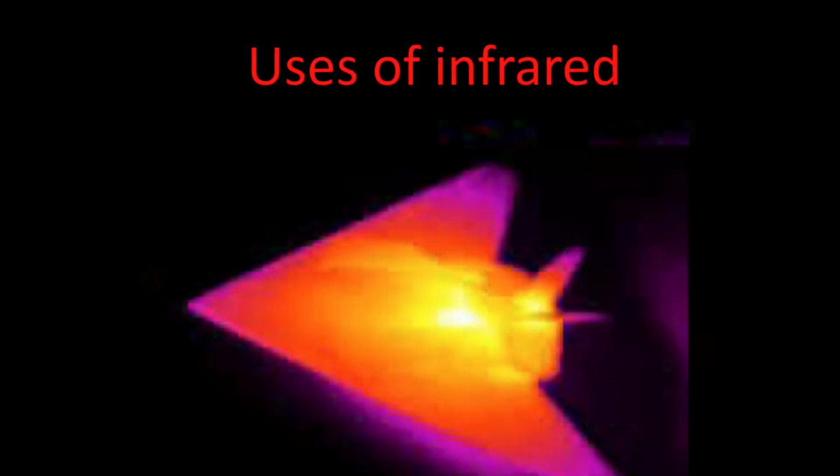Now we'll move on to the uses of infrared light. Infrared has a number of uses, including infrared photography. Here we have an image of a stealth fighter, which is normally invisible to radar and extremely hard to see at night because of its black colour scheme. But if you use an infrared camera, you can pick it out reasonably easily because of its incredibly hot engine. Pause the video here and write down a title of uses of infrared.